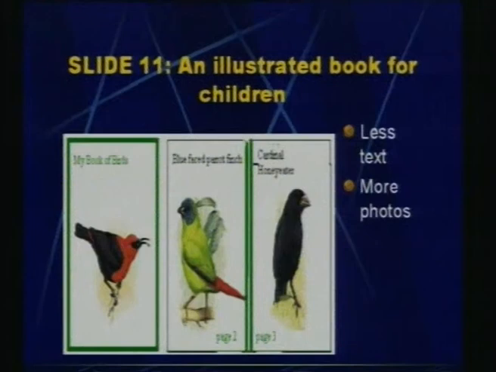Since this is a book for children, it only has a title called My Book of Birds and a single bird on the cover. Page 2 also has one bird with the name of the bird, and page 3 again has just one bird with the name of the bird. So a book for children will have less text and more photographs.